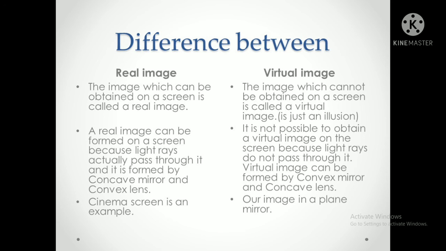A real image can be formed on a screen because light rays actually pass through it, and it is formed by a concave mirror and a convex lens. Lens is not with you now, so just remember that with a convex lens and a concave mirror, a real image is formed. And it is not possible to obtain a virtual image on the screen because light rays do not pass through it. A virtual image can be formed by a convex mirror and a concave lens. A cinema screen is an example of a real image, and our image in a plane mirror is a virtual image.